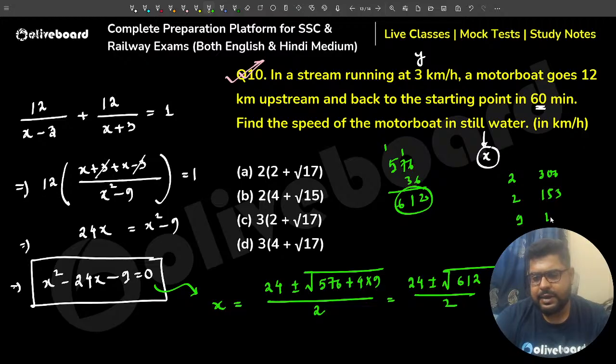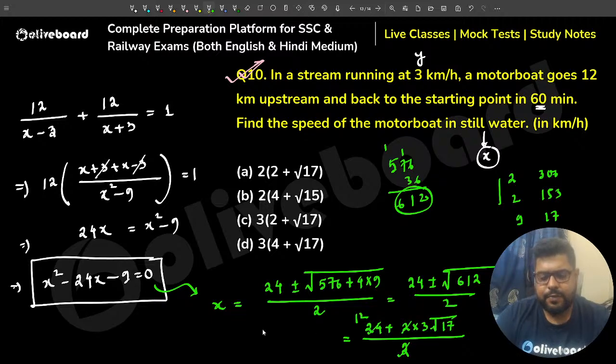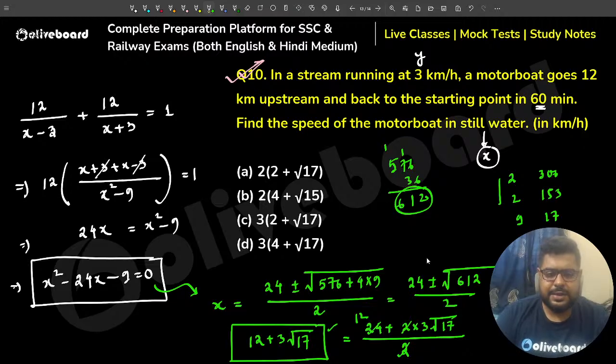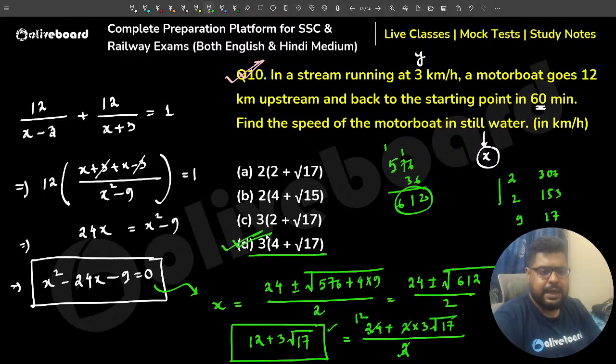9 times 17. So this I can write as 24 plus, I'm not taking the minus. So 2 2's meaning I can take a 2 out, 9 meaning I can take a 3 out, root 17. So 2 I can cancel from here. So my answer comes out to be 12 plus 3 root 17. That is your correct answer. Option D, that itself is your correct answer. And that is how you solve this question.